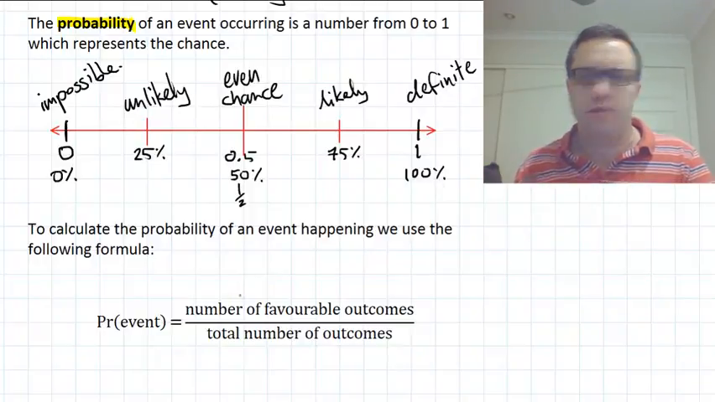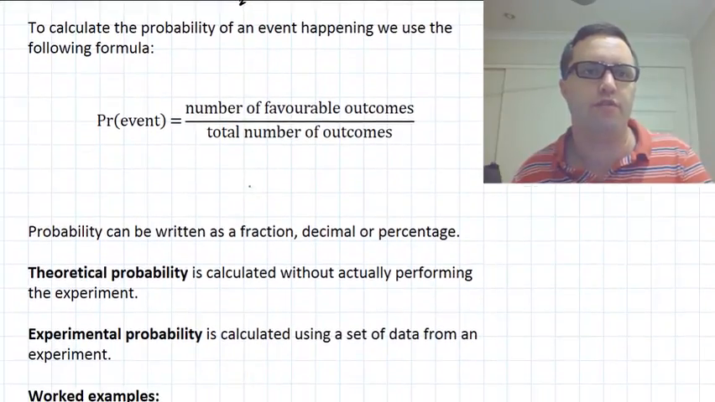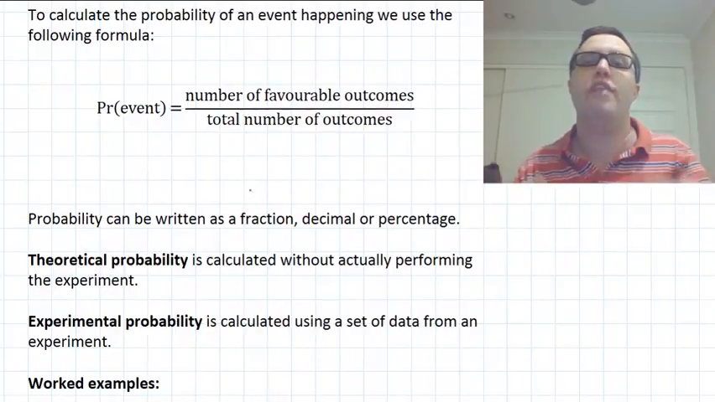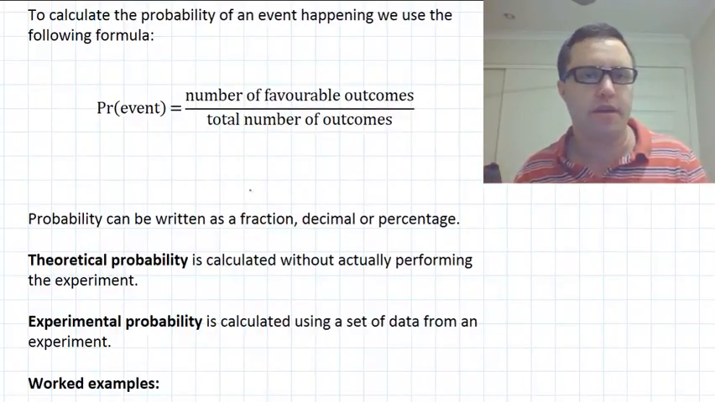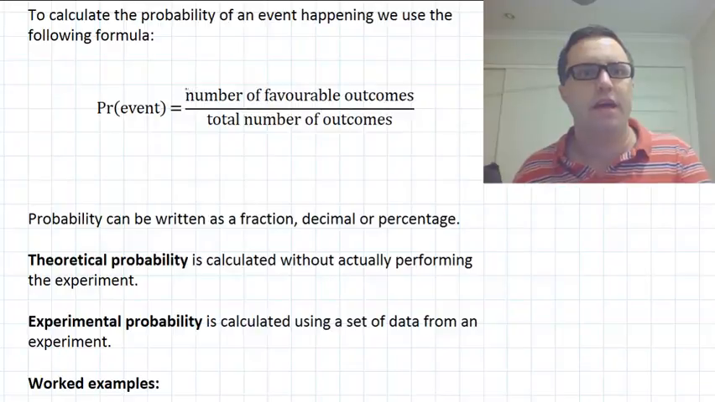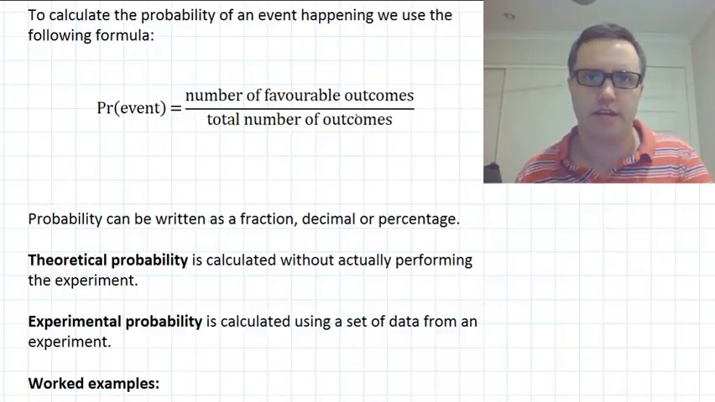Okay, now to calculate the probability of an event happening, we use the following formula, and it's important that now we're moving on to using a formula that you have to write that formula out, like we have with our mean. So we write it PR, that means probability, and in the brackets we write the event that we want. Then it's equal to the number of favorable outcomes divided by the total number of outcomes, okay?